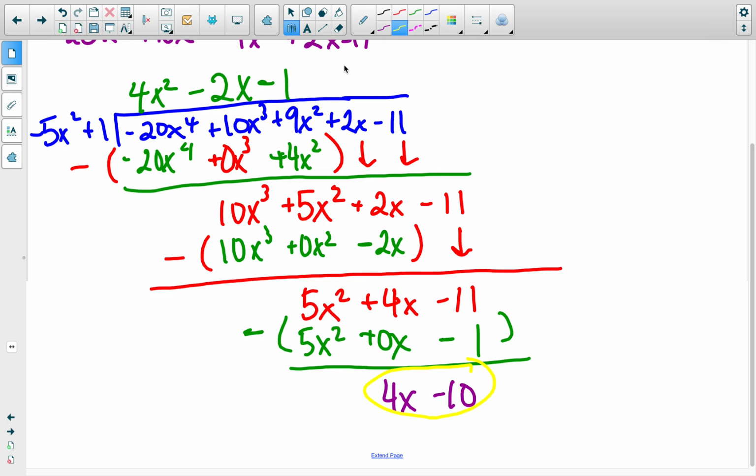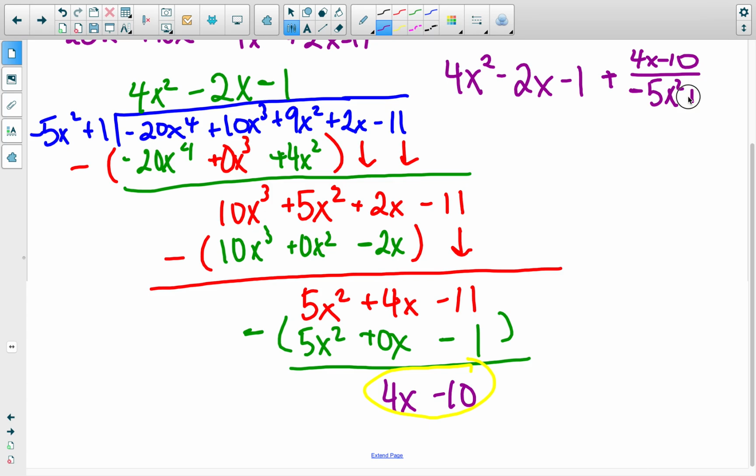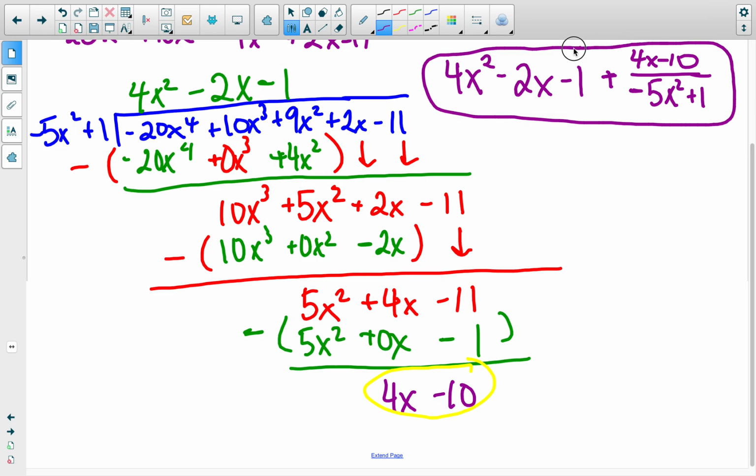Let's write out our answer. Our answer is going to be this thing up here, 4x squared minus 2x minus 1, plus our remainder, which is 4x minus 10, as a fraction over the original outside term, negative 5x squared plus 1. And there you go. I'm fine if you just leave it like that.